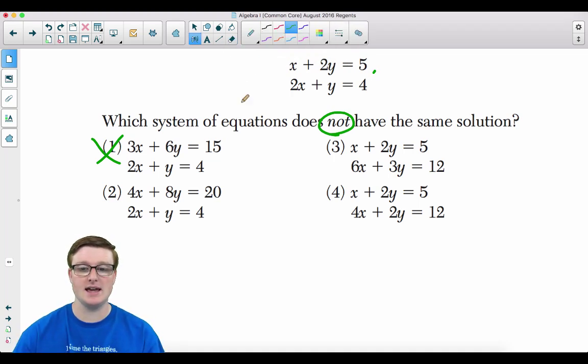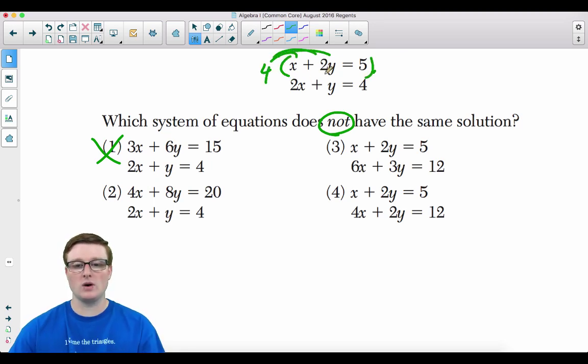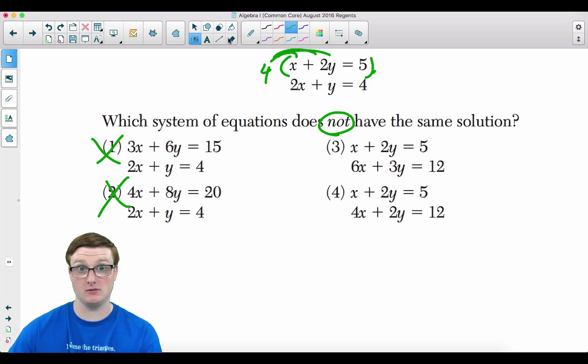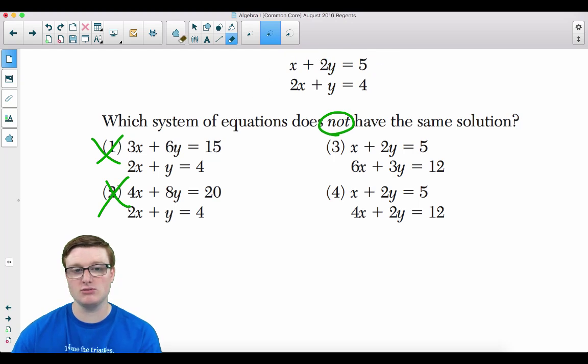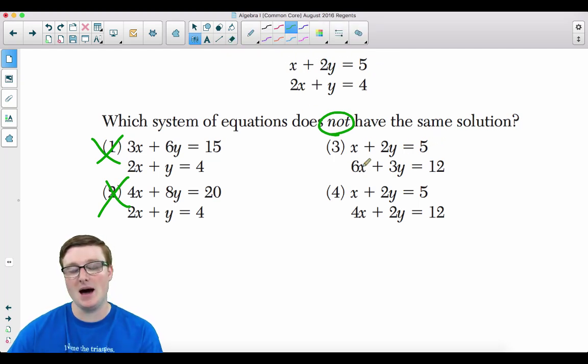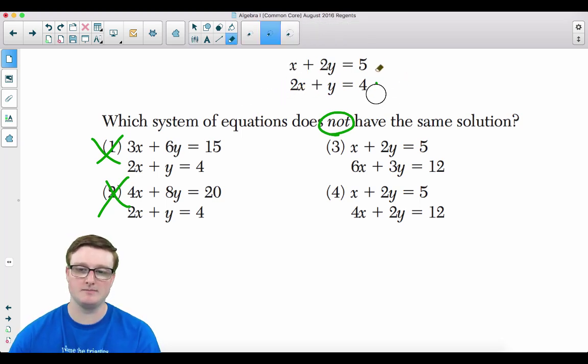Choice 2. This is saying 4x plus 8y equals 20. So it looks like that they're multiplying by a 4 up top. If you distribute that 4, you get 4x plus 8y equals 20. And the bottom function is the same. That is true. If you look at choice 3, x plus 2y equals 5, that didn't change. And the bottom function, 6x plus 3y equals 12, it looks like that they're multiplying by the number 3. That's 6x plus 3y equals 12. So that works as well.